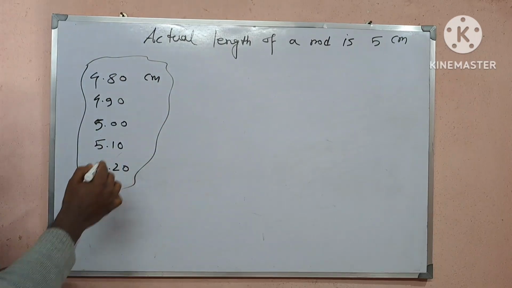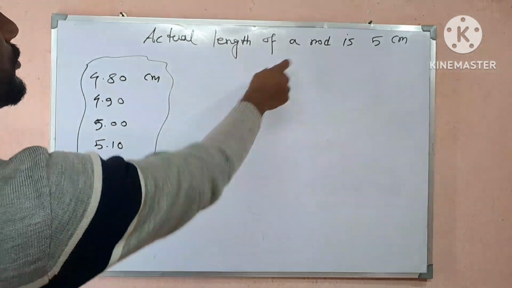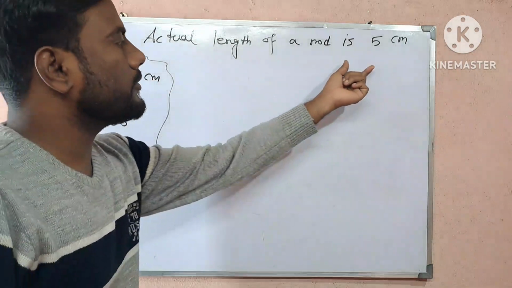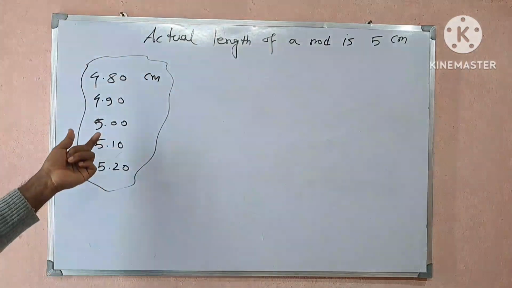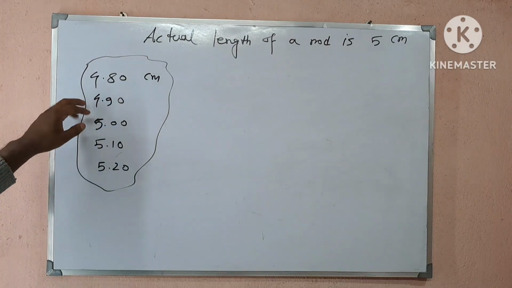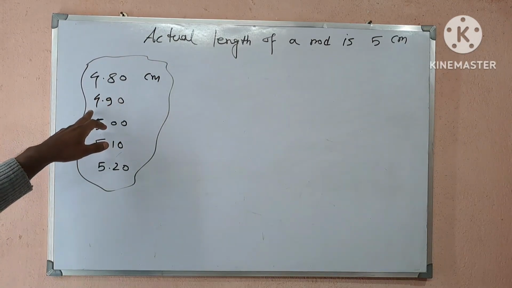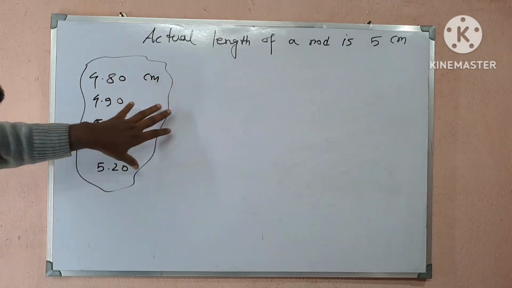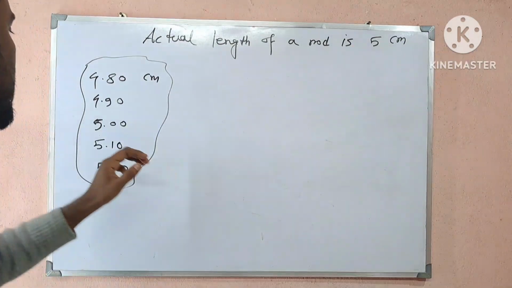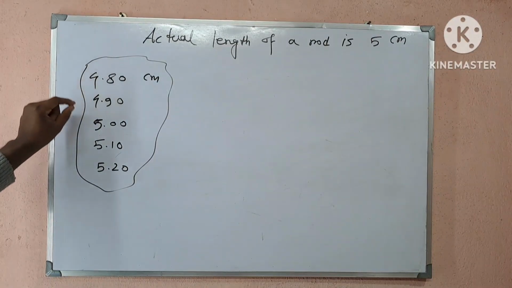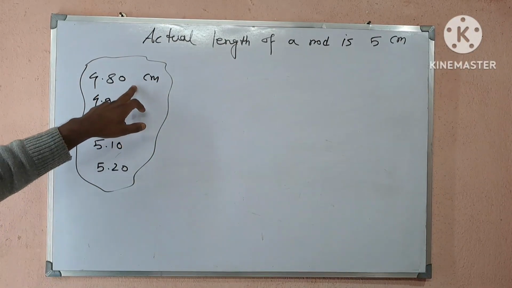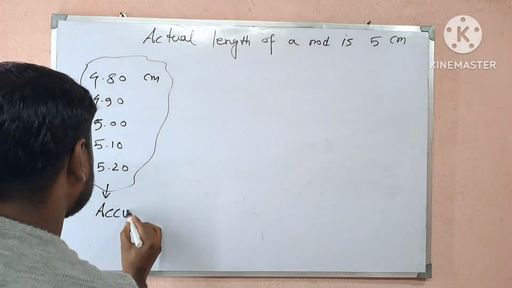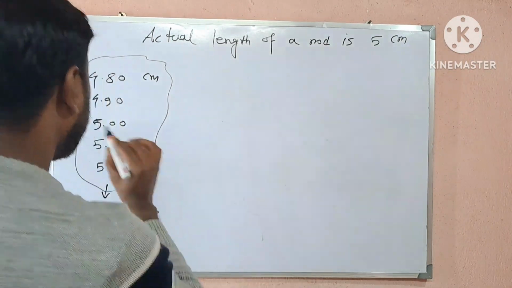Now just look at these values. They are very close to the actual value. Because the actual length of the rod is 5 centimeter and the length measured by these students are respectively 4.80, 4.90, 5, 5.10, 5.20. So they are very close to the actual value, but they are not very close to each other. That means their gap is not very close. This type of reading is called accurate reading.